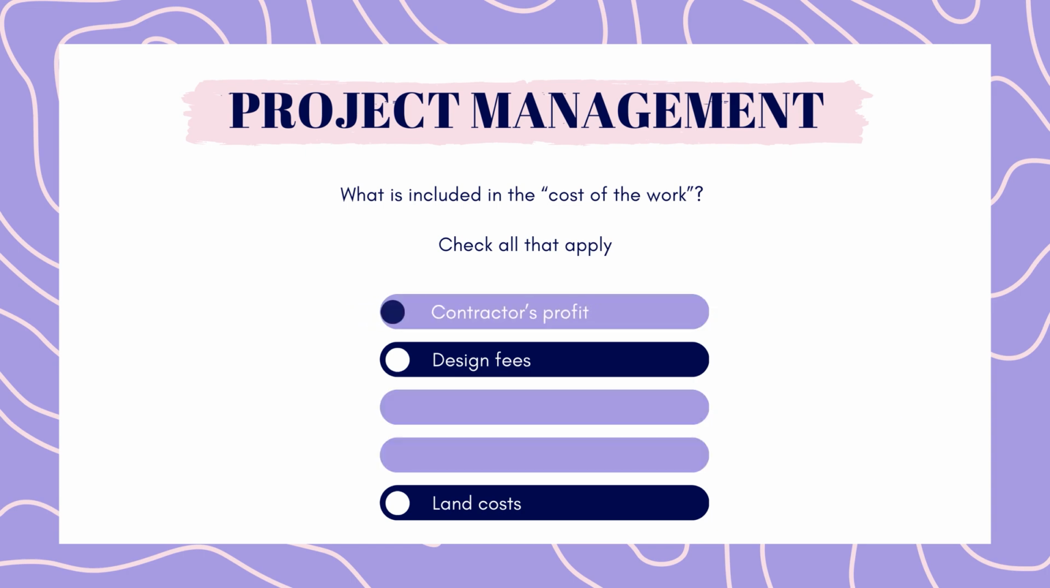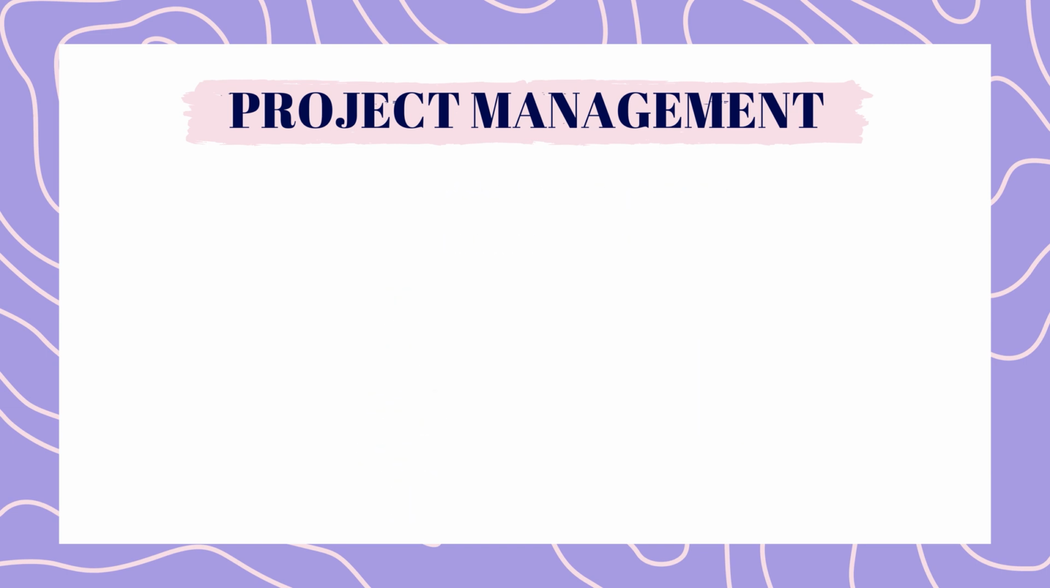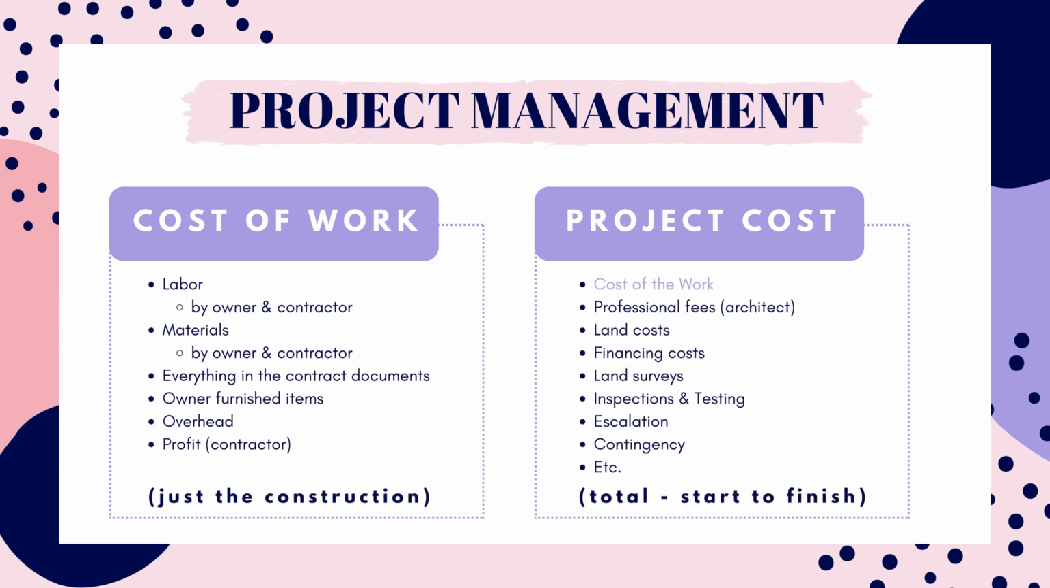And the answer is contractor's profit, labor, and temporary construction trailer. The cost of the work includes the cost of labor, materials, and all items included in the contract documents, as well as owner-furnished items, overhead, and the contractor's profit. The cost of the work does not include design fees, land cost, financing cost, land surveys, or other costs that are the responsibility of the owner. These are considered part of the project cost.